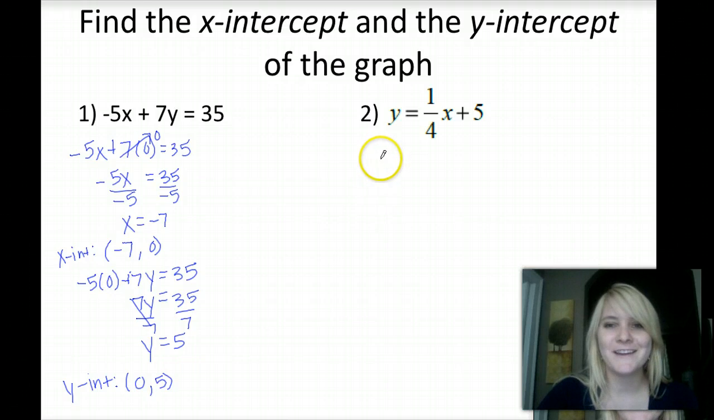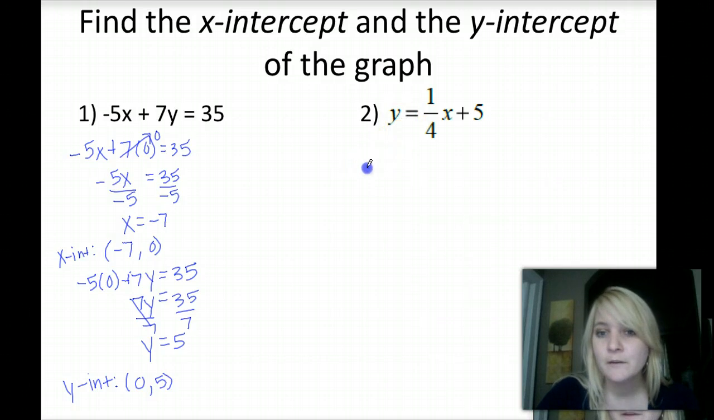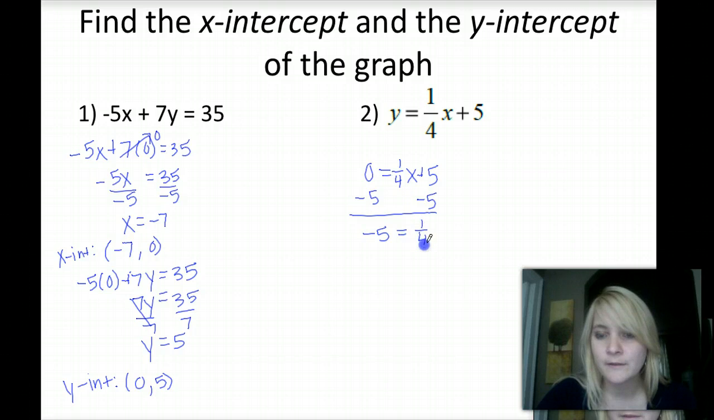Alright, so the second one, the x and y-intercept. Once again, our x-intercept is going to be the value of x when y is 0. So we'll get 0 equals 1/4 x plus 5. We're solving for x, so we need to subtract 5 from both sides. So we get negative 5 equals 1/4 x.